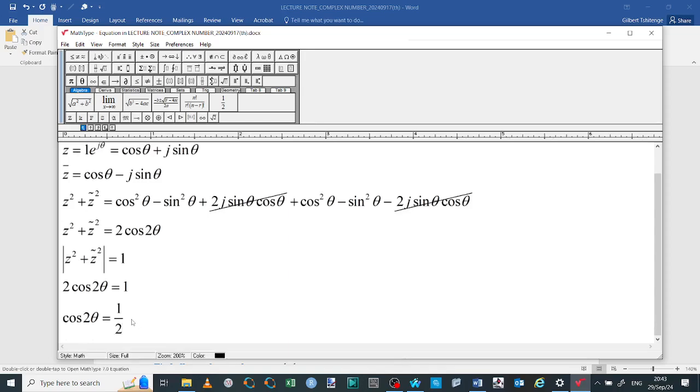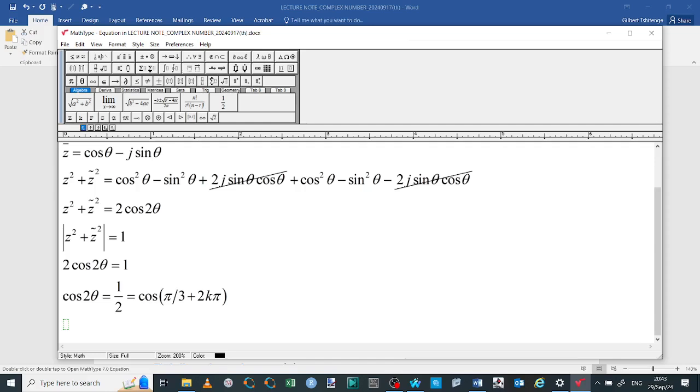Lovely. The cosine that gives me a half corresponds to 60 degrees, which is pi over 3. Then I have to add 2k pi for the cycle there.